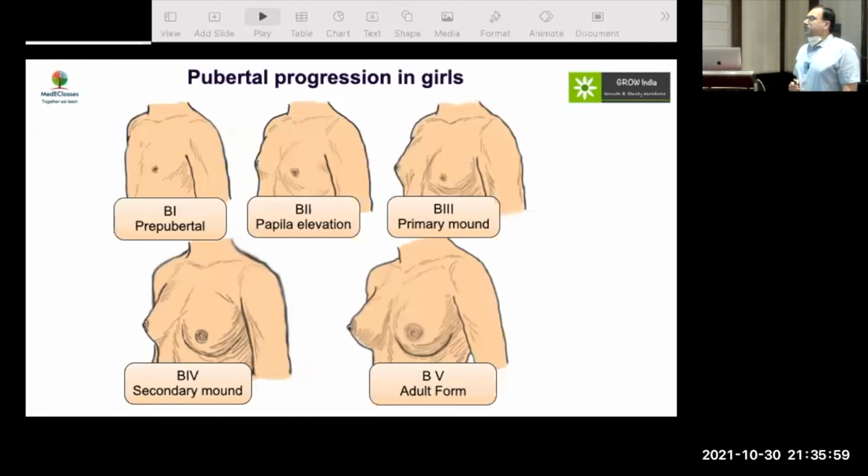Now, the second most important thing is to look at pubertal development. The problem is most of us do not assess puberty. So what I'm trying to say is forget about complexities, just remember two things: look at breast stage 2 and breast stage 4. Why is breast stage 2 important, Dr. Vibha?